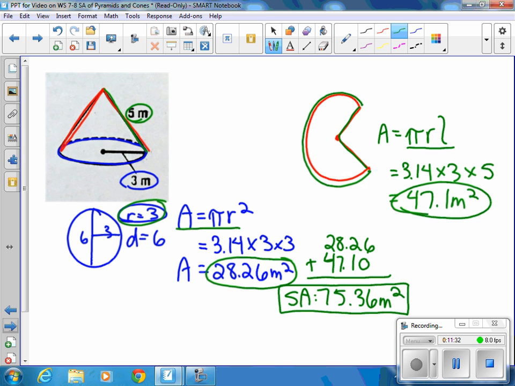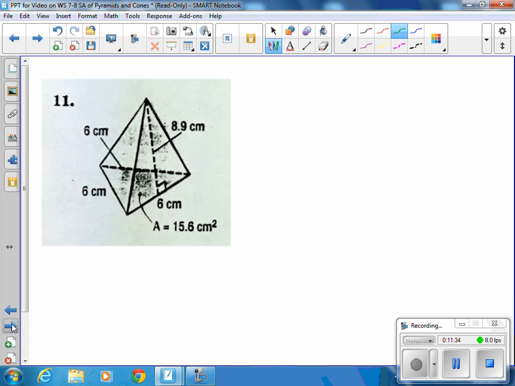Okay? Let's do another one. This one is the triangular pyramid. And we don't have a formula listed on our paper because we have to remember that the square pyramid or rectangular pyramid formula for surface area works for all of them. But now this one is going to show you a little bit different. The base is a triangle, and it's actually an equilateral triangle. They're all the same. We have 6 by 6 by 6.